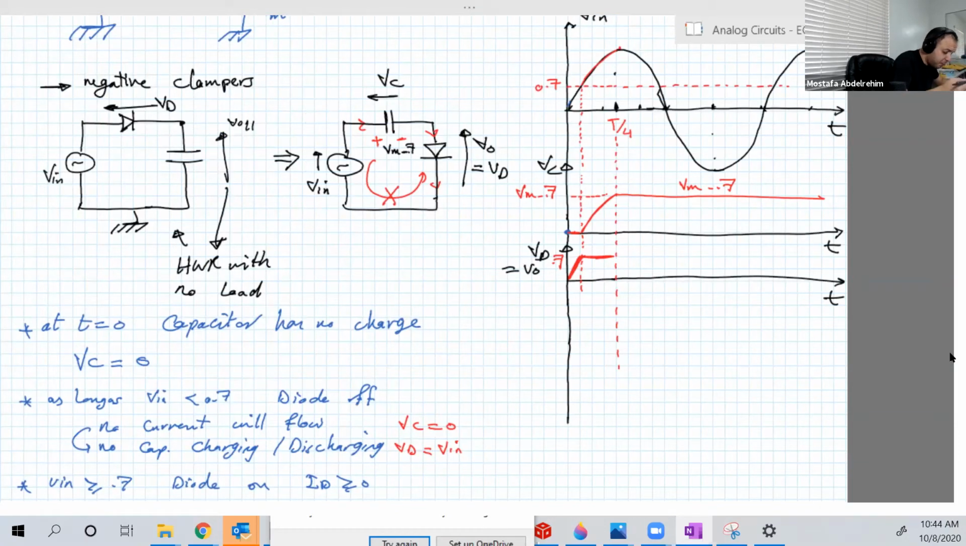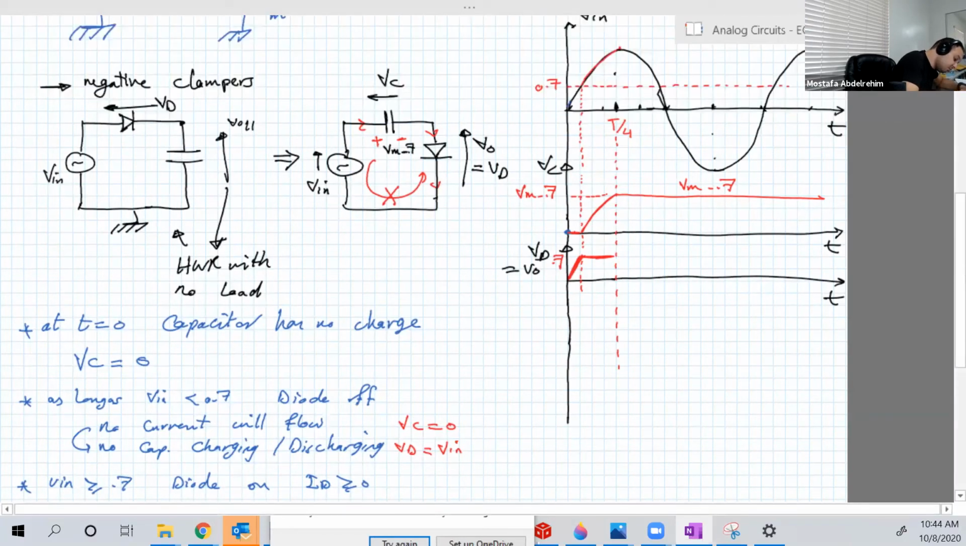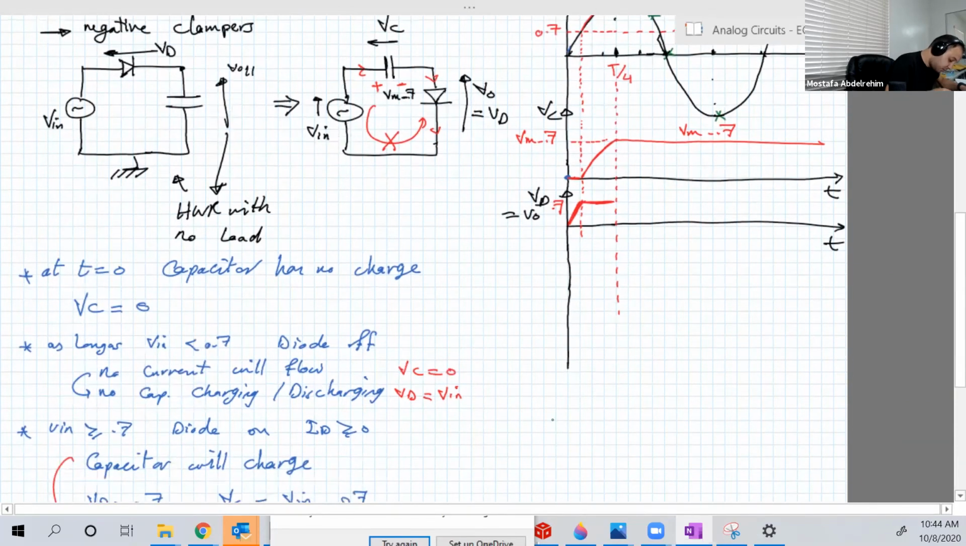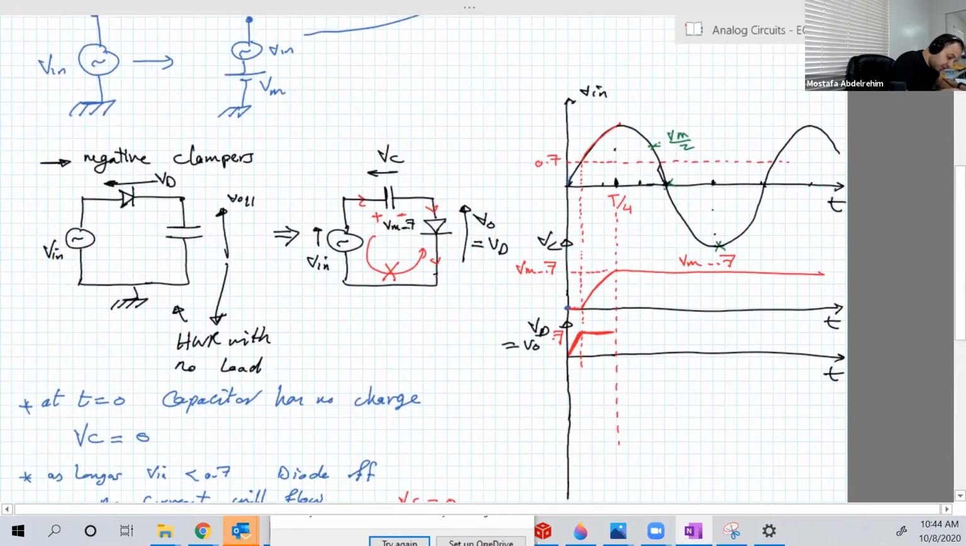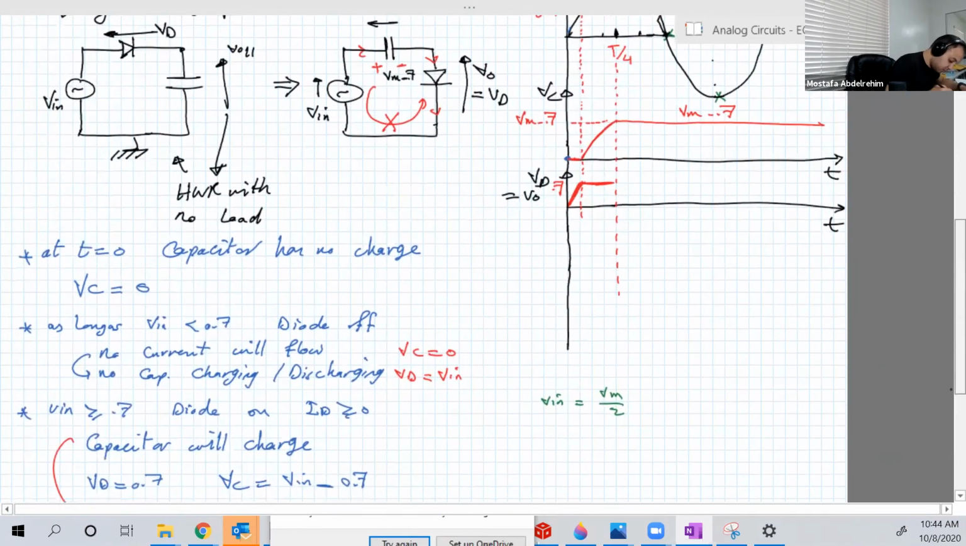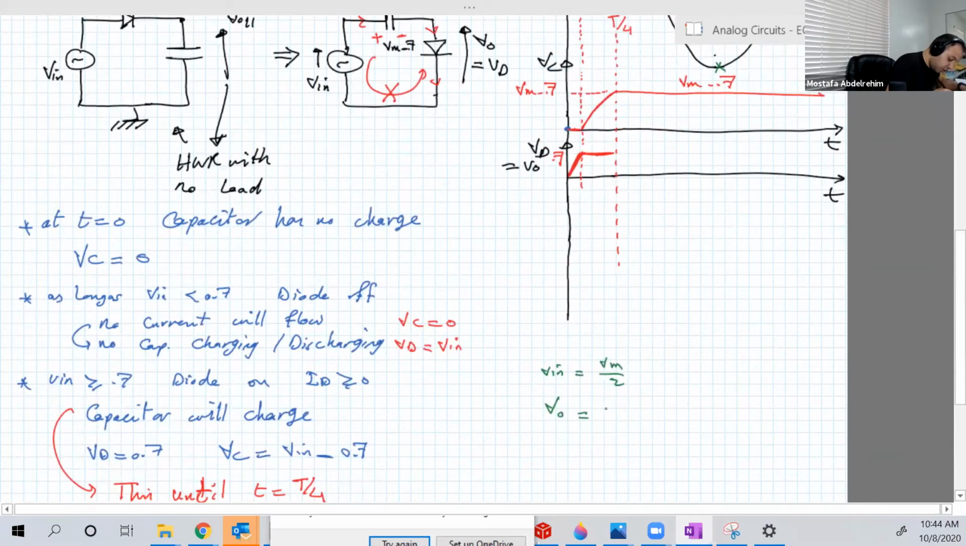Let's pick some important points. So let's take, for example, this point here. Let's pick, for example, something like Vmax over 2. Okay, let's see what's going to happen. So for Vmax, when V input is equal to Vmax over 2, this point. So V out equal to Vmax.